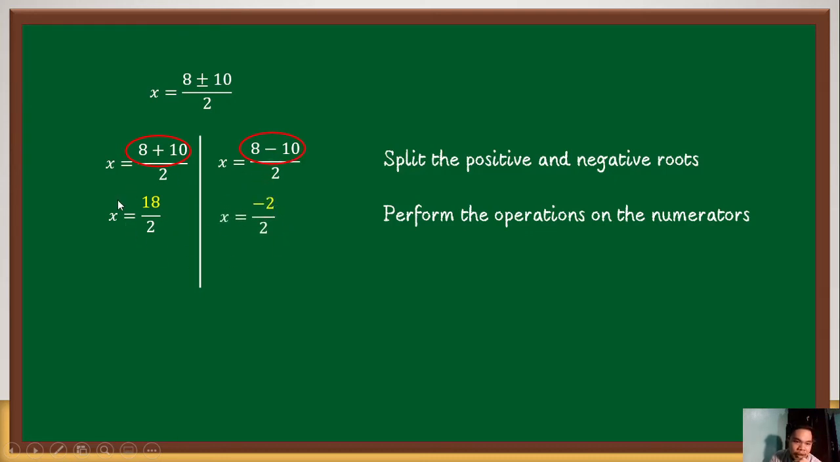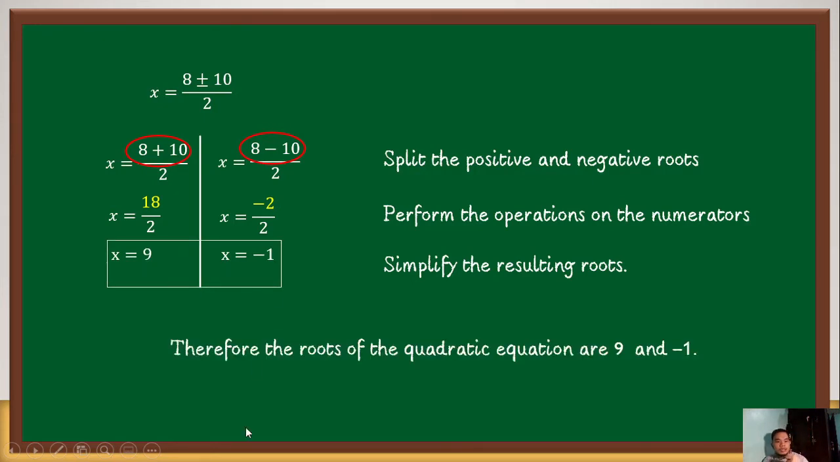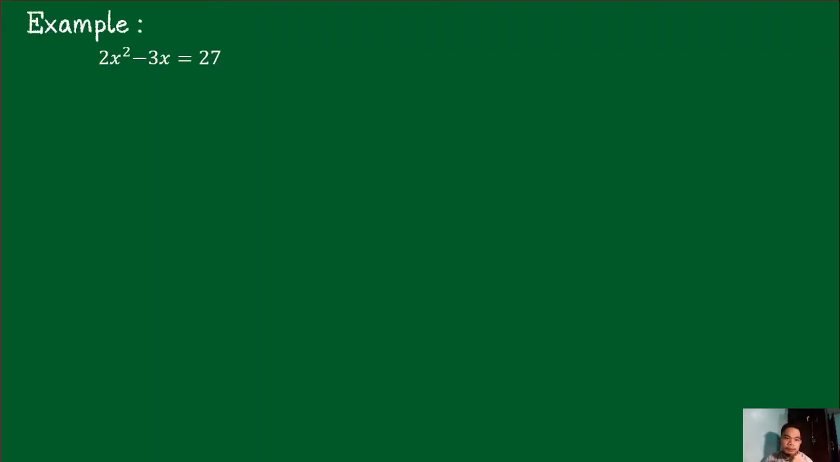Then isi-simplify natin ito. 18 divided by 2 is equal to 9, and negative 2 divided by 2 is equal to negative 1. So therefore, the roots of the given quadratic equation are 9 and negative 1. Okay, so I hope that you follow the procedure. Now let's go to the second example.